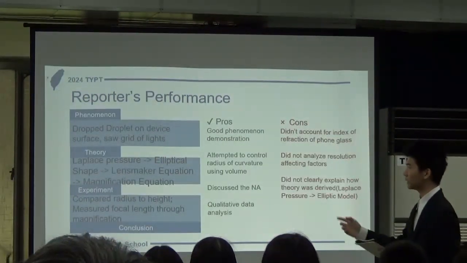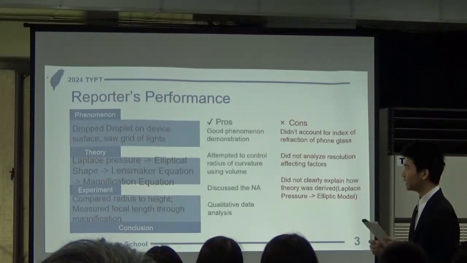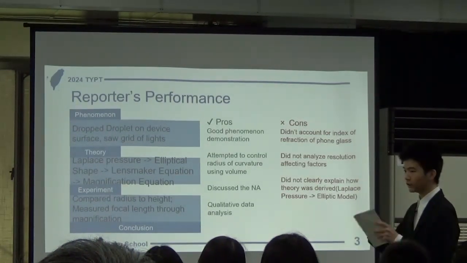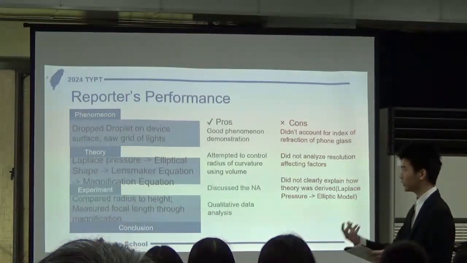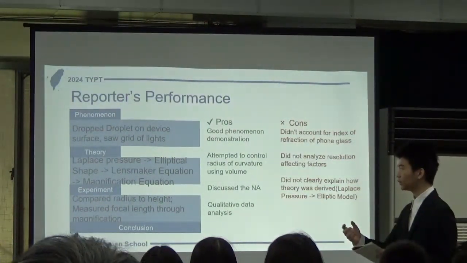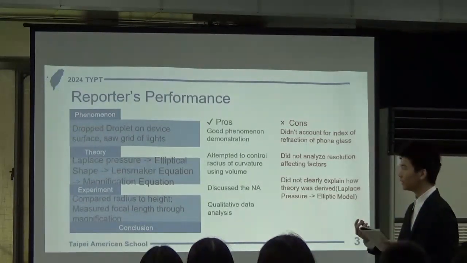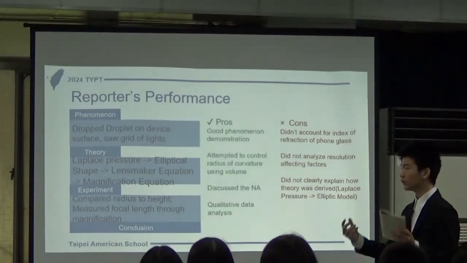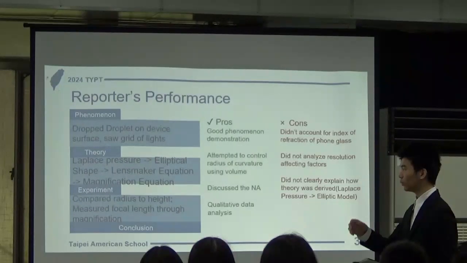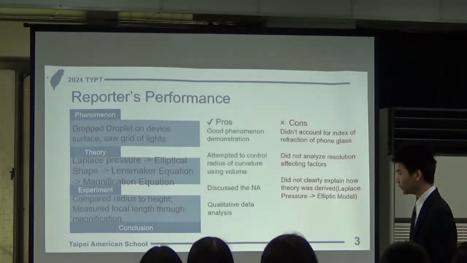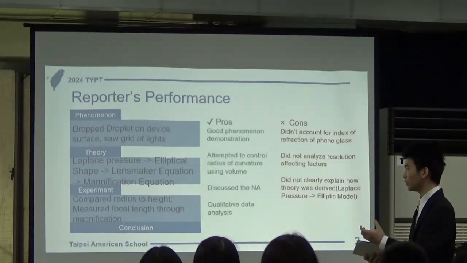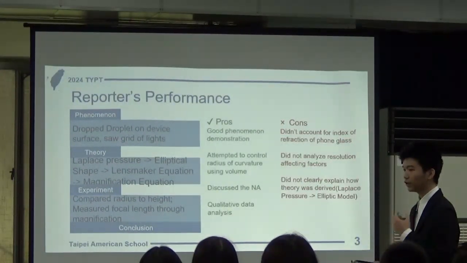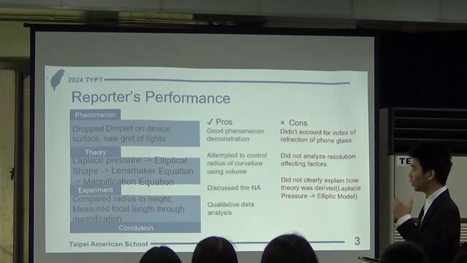For the report's performance, first, for the phenomenon, they investigated it by looking at the droplet on a device screen, such as an iPad or iPhone, and looking at the grid of lights to look at the magnification and the resolution. For the theory, they used Laplace pressure to figure out the elliptical shape, then used the lens maker equation with the radius of curvature they got of the droplet to get the magnification equation. For the experiment, they compared the radius to height to figure out how volume affects both of them, and they also measured the focal length and the magnification. They also measured the numerical aperture of each water droplet.